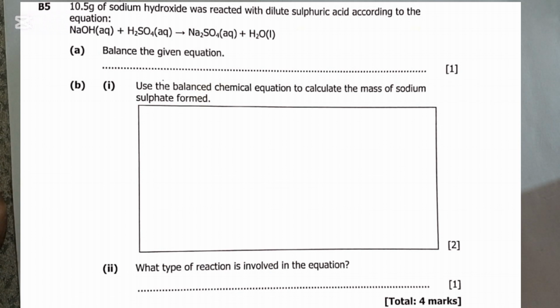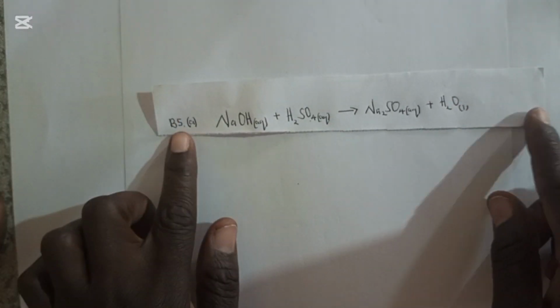So the equation is written there: sodium hydroxide plus sulfuric acid to give you sodium sulfate plus water. And the first question, question B5A, says, balance the given equation, and there's an allocation of 1 mark. So what we're going to do is to basically rewrite the equation as it is here. This is the chemical equation, and this is how it is. But we need to balance this equation.